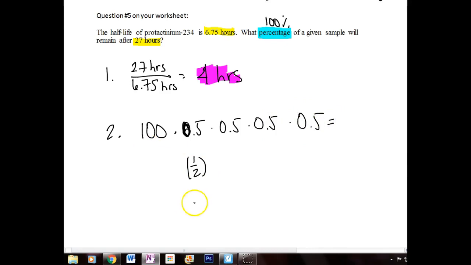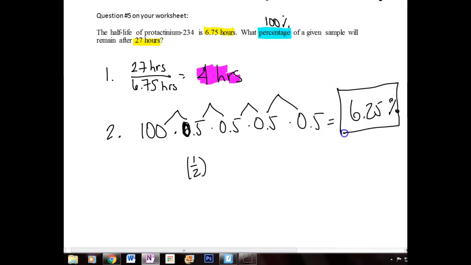Essentially, we're taking the 100%, cutting it in half once for 1 half-life, cutting it in half again for another half-life, cutting it in half again, and cutting it in half again. So we're going to take 100 multiplied by 0.5 4 times. And so I'm left with an answer of 6.25%. That's what remains after 4 half-lives.